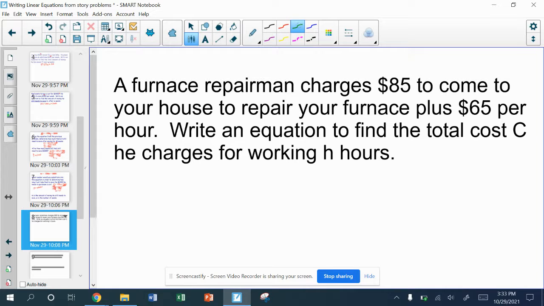So a furnace repairman charges $85 to come to your house and repair your furnace, plus $65 per hour. Write an equation to find the total cost for working however many hours this is. So right now, I would like you to try to pause this and see if you can write the equation. Okay, thinking about what's the beginning amount and which one is how much it changes each hour, right? So this should be my beginning amount just to get to your house. That's how much he charges for every hour. So the cost would be $65 for every hour plus the fee just to get to your house.